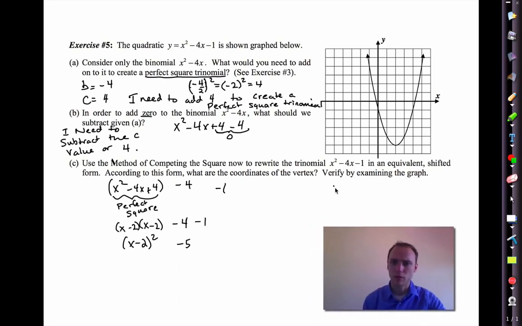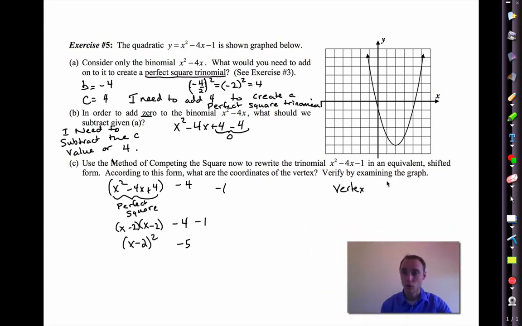But if you guys remember, vertex form, or shifted form, is y is equal to x minus h squared plus k, where the vertex is h comma k. So looking at this, my vertex then is 2, -5.